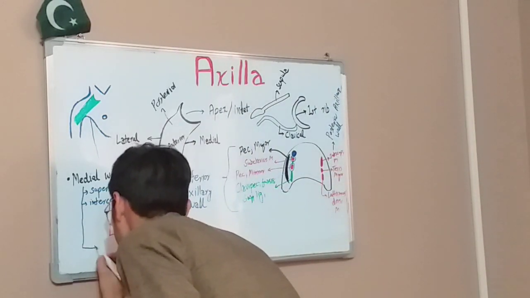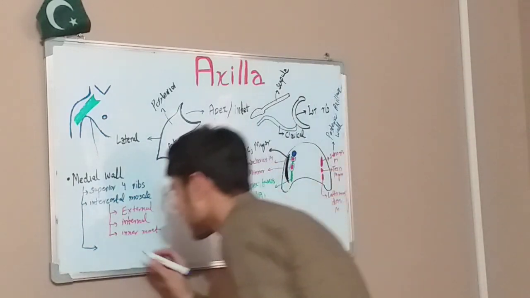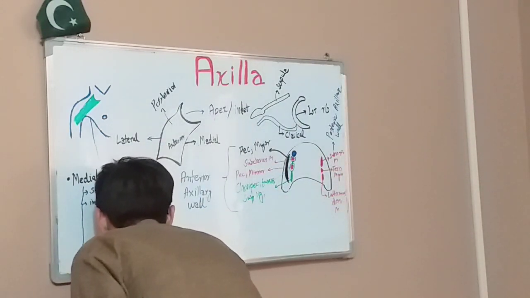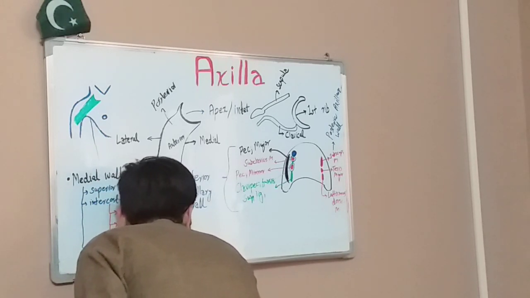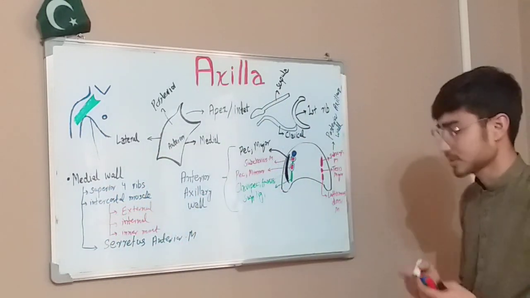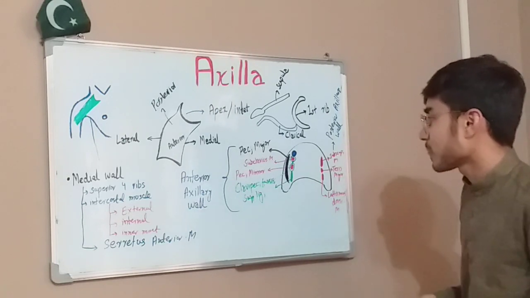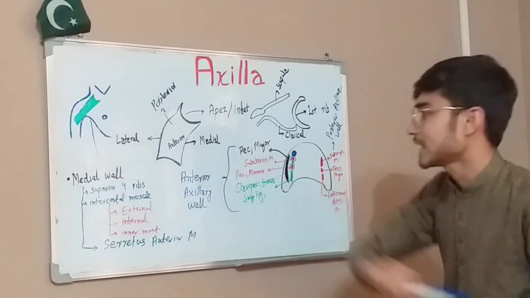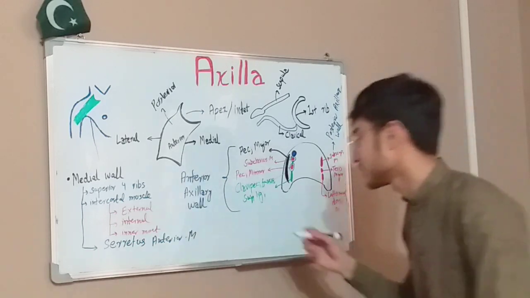The third contribution of the medial axillary valve is the serratus anterior muscle. Now we just remain with which valve? The lateral axillary valve. Now let me explain the lateral axillary valve.